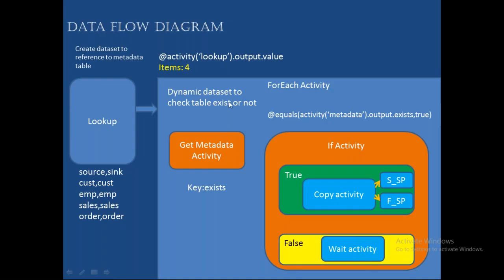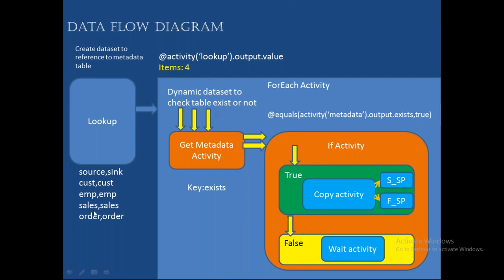Now let's say the first item I will pass to the get metadata. It will check whether it is available or not. If it exists or not, that result it will send to the if activity. The if activity will check again. If exists returned true, the overall condition evaluates to true. Okay. Then I will execute the copy activity inside the true condition. Now I will pass another table to this condition. If this condition returns true, then I will execute true. But if this condition returns false, I need to execute a false condition.